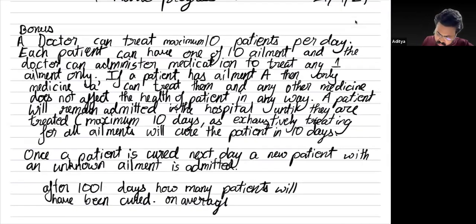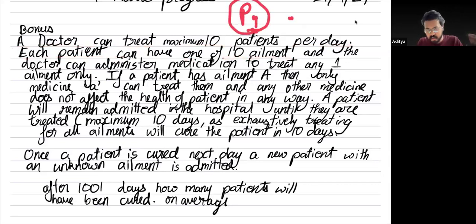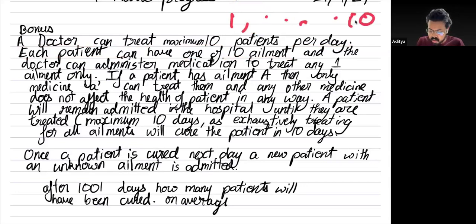You can take a screenshot of this. A doctor can treat a maximum of 10 patients every day, and each patient can have any one of 10 ailments. So a patient P1, if he comes to the hospital, can have any of the diseases numbered from 1 to 10. The doctor can treat only one ailment per day. He gives a medicine, and if the patient gets all right, then he leaves the hospital. If he doesn't get all right, then he'll remain in the hospital for the next day.